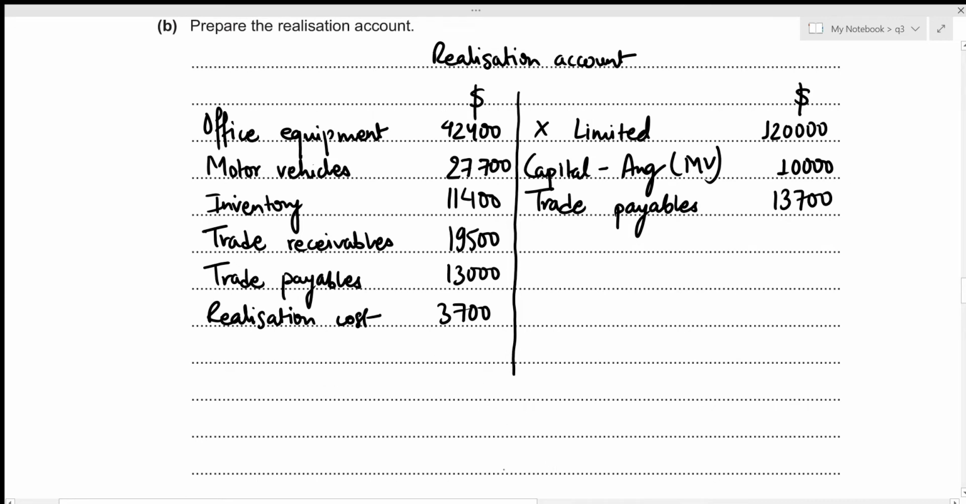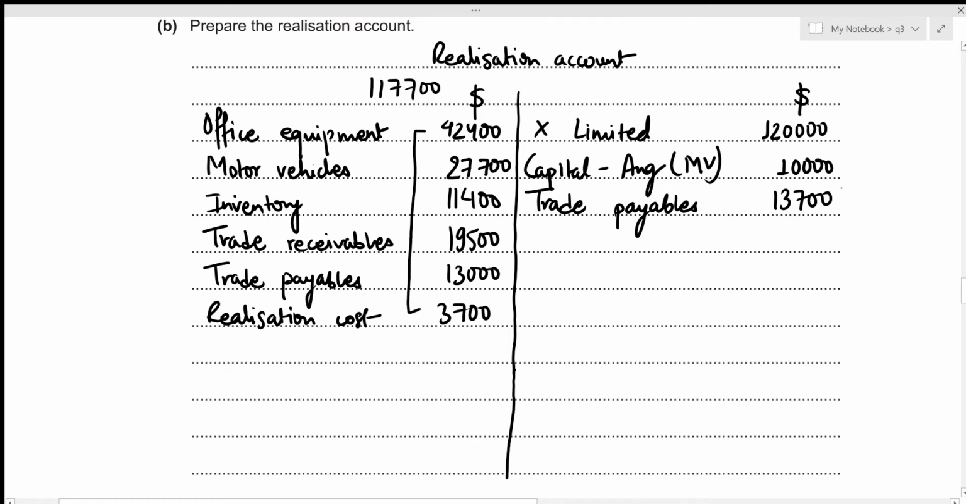So now we just need to figure out whether there was a profit on realization or a loss on realization. In order to figure that out, we just need to figure out which side is the heavier side, debit or credit. And in order to do so, we need to figure out the total for both these sides. So let's figure out the total for the debit side first. That's going to be the sum of these 6 amounts. So that's 42,400 plus 27,700 plus 11,400 plus 19,500 plus 13,000 plus 3,700, which gives us the total of 117,700.